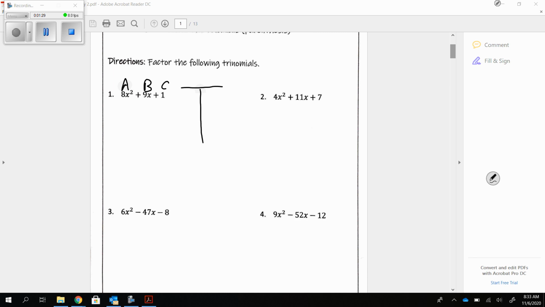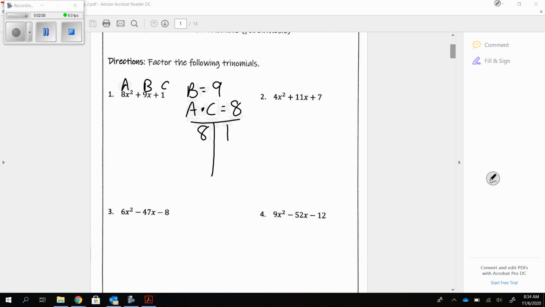So we know that b is equal to 9. All right, and then we know a times c is equal to 8. So we need to find factors of 8 basically. So we can do 8 times 1, and then we can stop right there and look and see, does 8 times 1 equal 8? And then can 8 plus 1 equal b? Yes, it can. So we know those are our two factors.